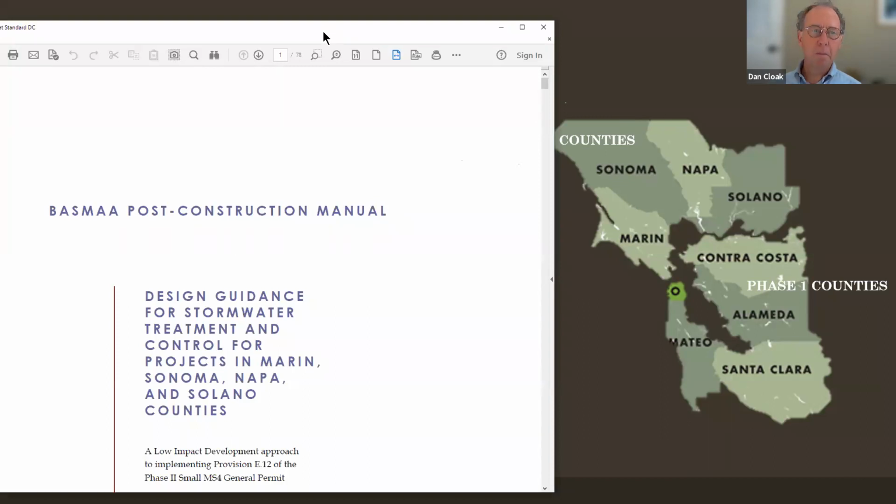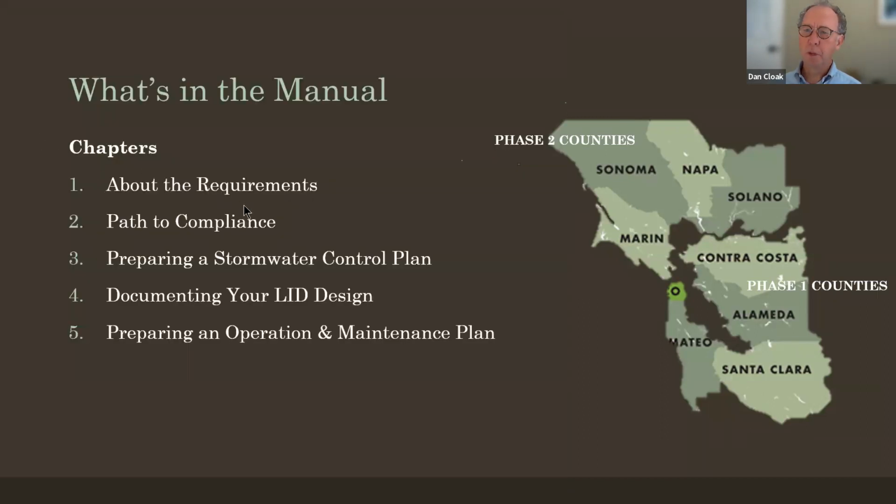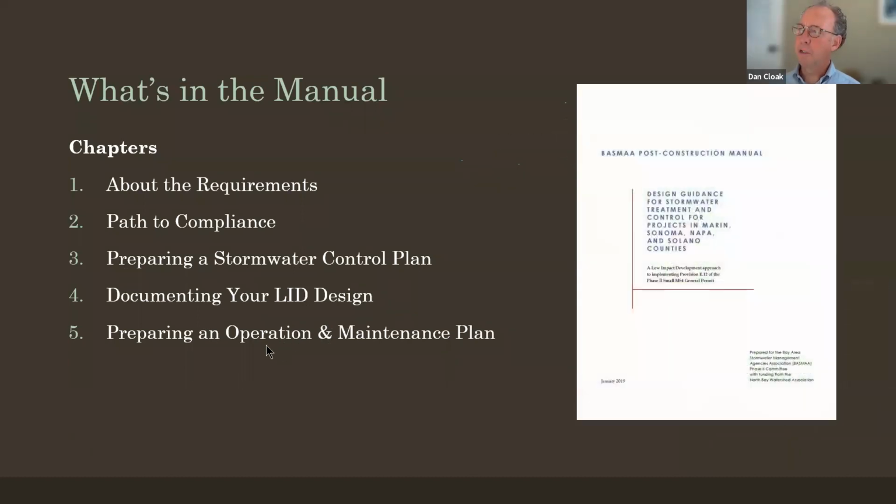The elements within it, the chapters, basically an introduction about the requirements, path to compliance, explaining here's how you get your project approved, detailed step-by-step instructions on preparing a stormwater control plan, instructions on documenting LID design, including the design and construction of facilities, and instructions on preparing an operation and maintenance plan.